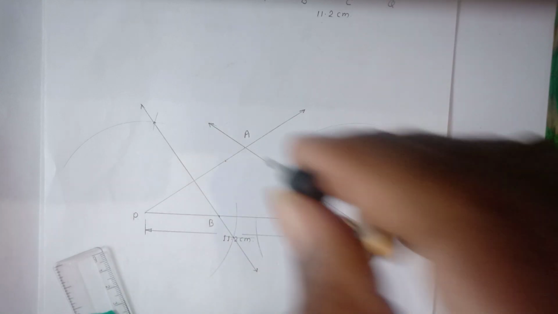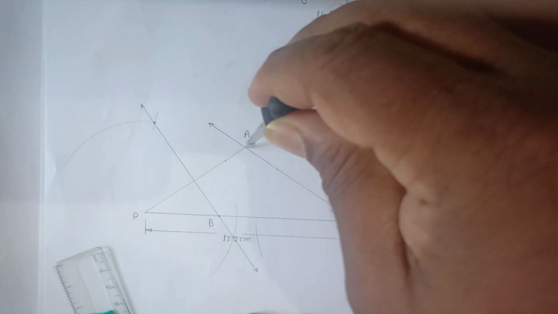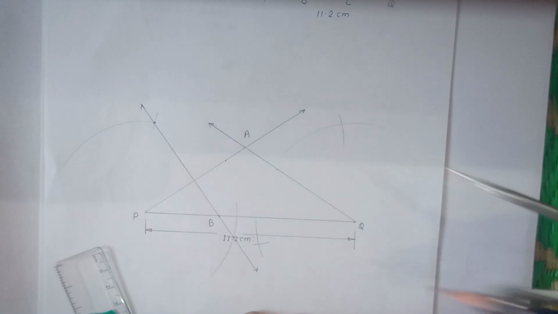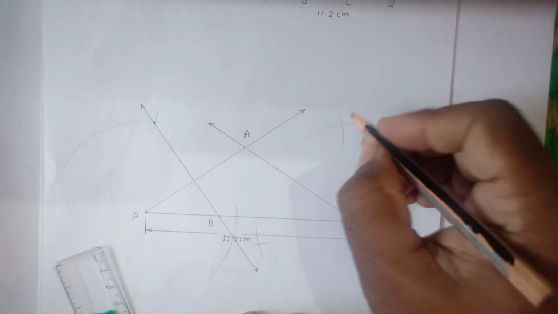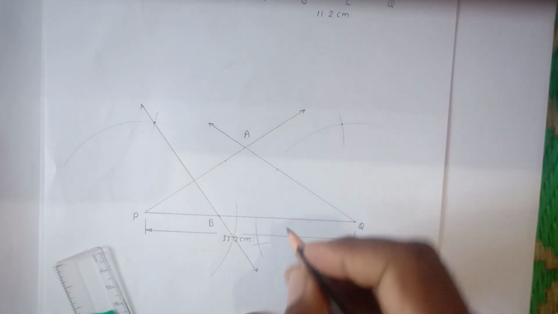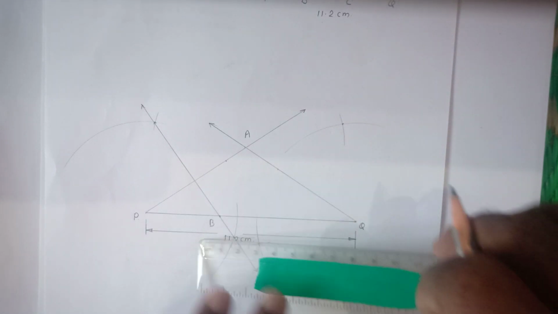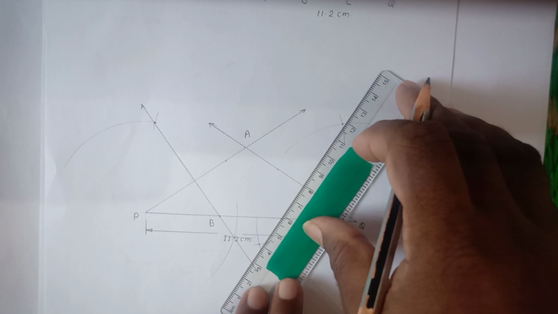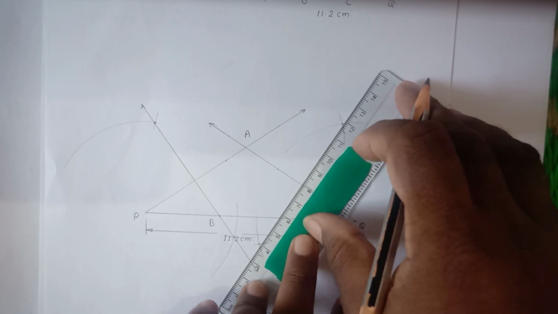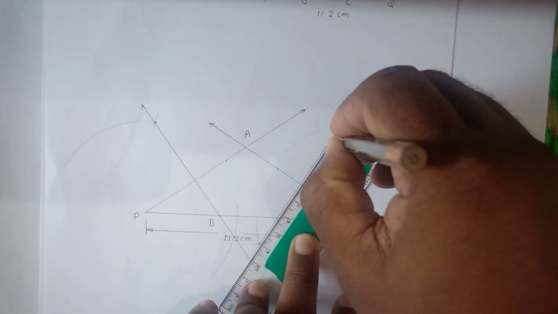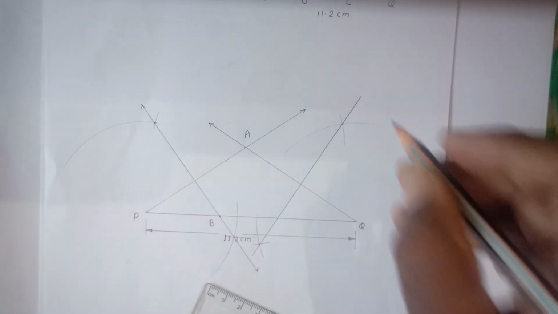Put compass at point A and draw two more arcs intersecting the first two arcs. So we get these 2 points. Join these 2 points. In this way.